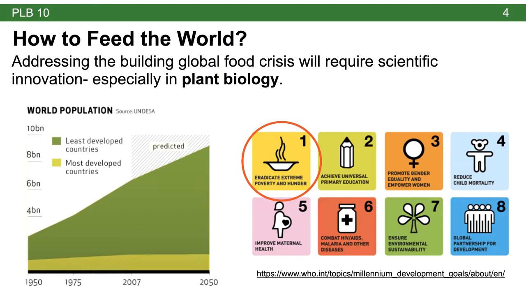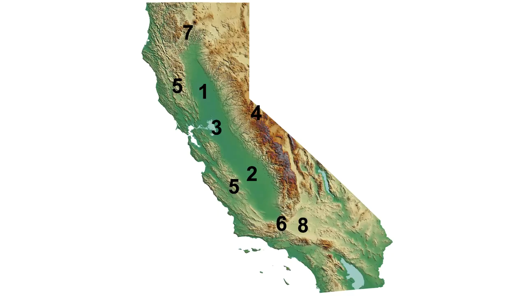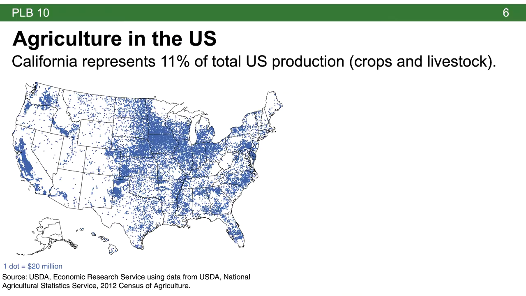In order to start talking about California's agroecosystem, we need to first get a sense of its geography. We'll start with the Central Valley. If you look at agriculture broadly in the U.S., you'll see that California represents 11% of total U.S. production, both in crops and livestock. If you look at this map of our country, you can see that each dot represents about $20 million in agricultural business.